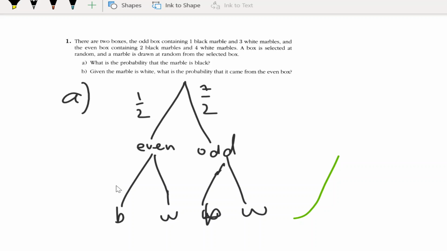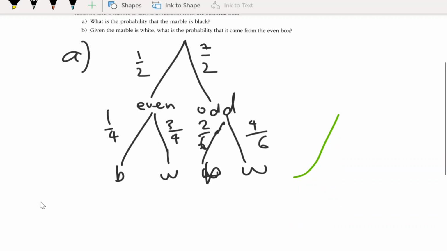This is where it gets slightly more interesting. The probability of getting a black marble, given that you get an even box, is 1 out of 4, since you have one black marble and four total marbles. The probability of getting a white marble in an even box is the complement, 1 minus 1/4, or 3 white marbles out of 4 total. We do the exact same thing for the odd box, so we get 2 out of 6 for the black ones, and 4 out of 6 for the white ones.